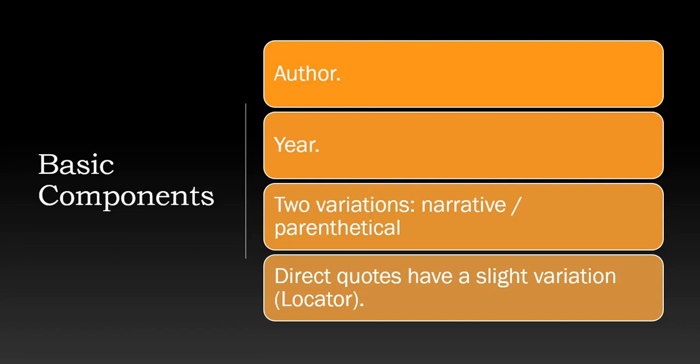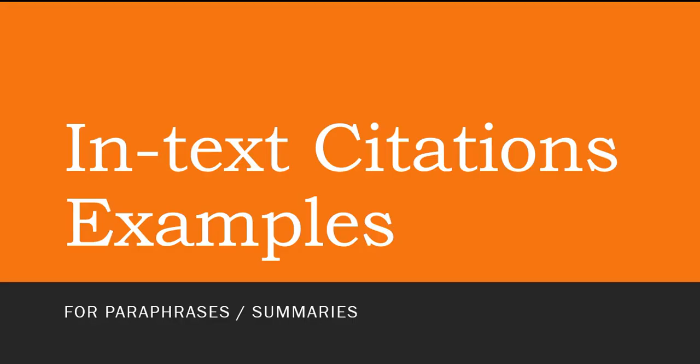There are two variations, narrative and parenthetical. Narrative citations have a lead-in phrase or a starting phrase, while parenthetical citations have the author and year within parentheses at the end of the information. Direct quotes have a slight variation in that they have a locator. And now I'm going to show you those examples for paraphrases. Then I'll show you direct quote citations.